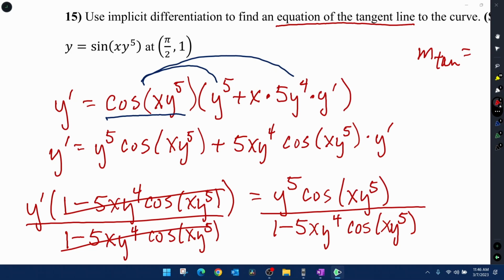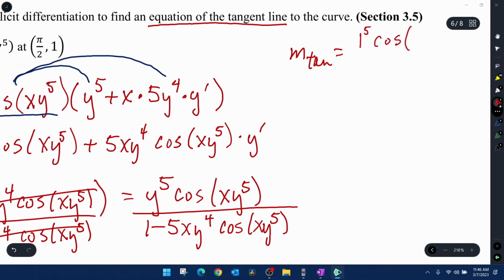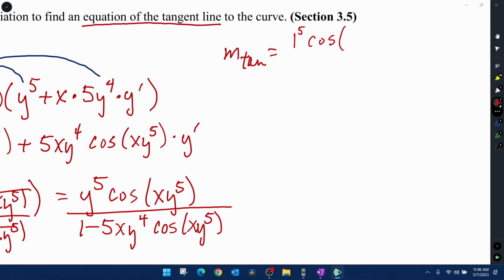Okay, here we go. Y is 1. X is pi over 2.